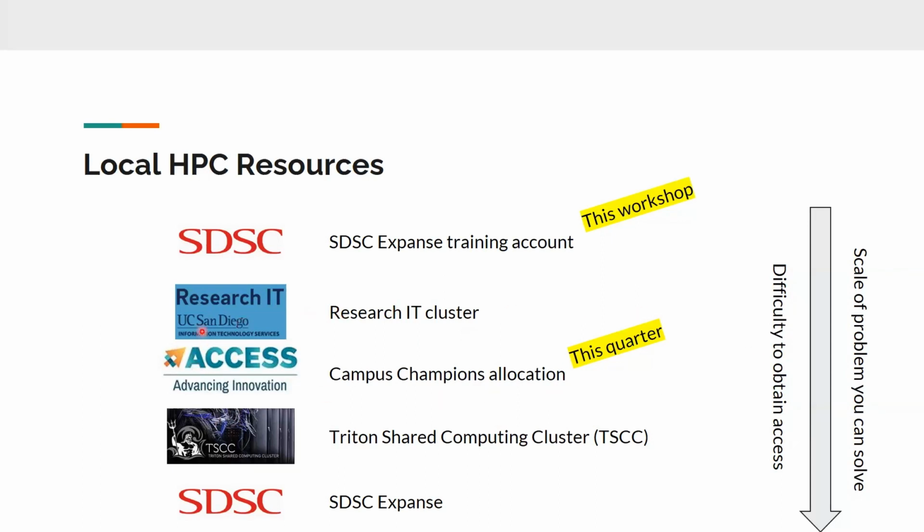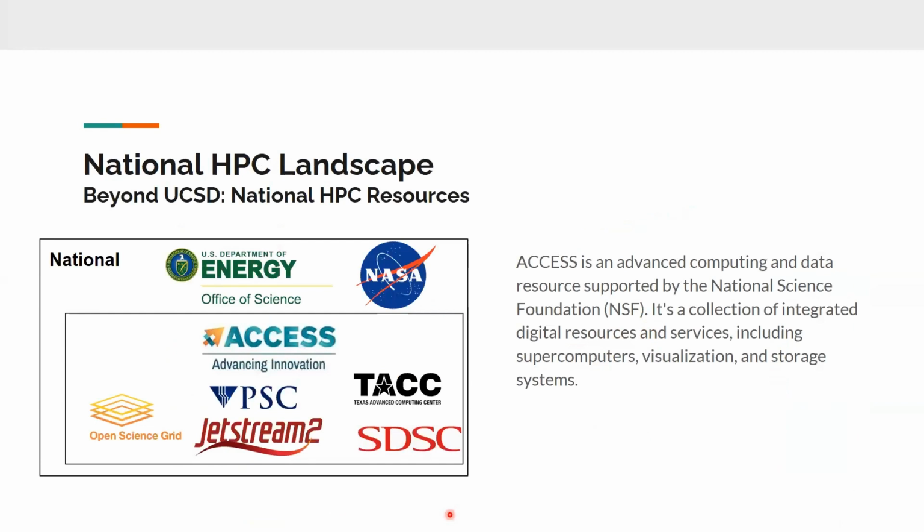This quarter, it is our intent to give you access to an HPC cluster through what is called the Campus Champion allocation. Beyond this, there's TSCC, the Triton Shared Computing Cluster, and you'll hear about TSCC a little bit later today. And then there's SDSC's Expanse cluster, and you'll hear about this one as well. But beyond UCSD, we have all of these nationally available HPC resources.